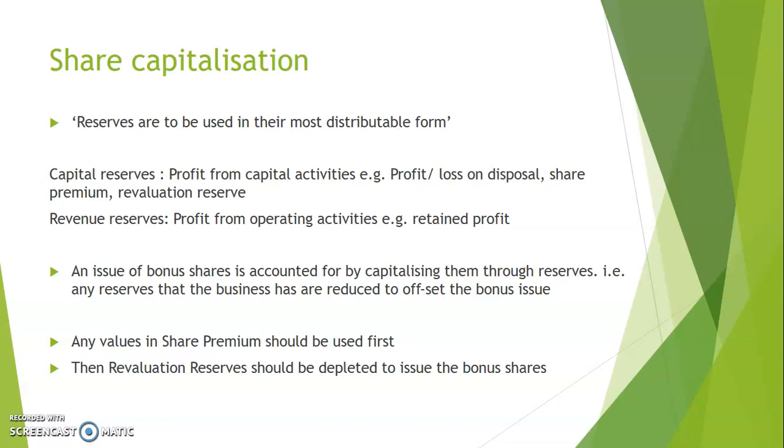You also have revenue reserves, which is money that is from operating activities, from your normal trading. And the most common one is retained profit, which is basically profit. A business makes profit every year, and that profit goes into something called revenue reserves. So every time you make a profit, it goes into revenue reserves, and those profits have certain uses, one of which is dividends.